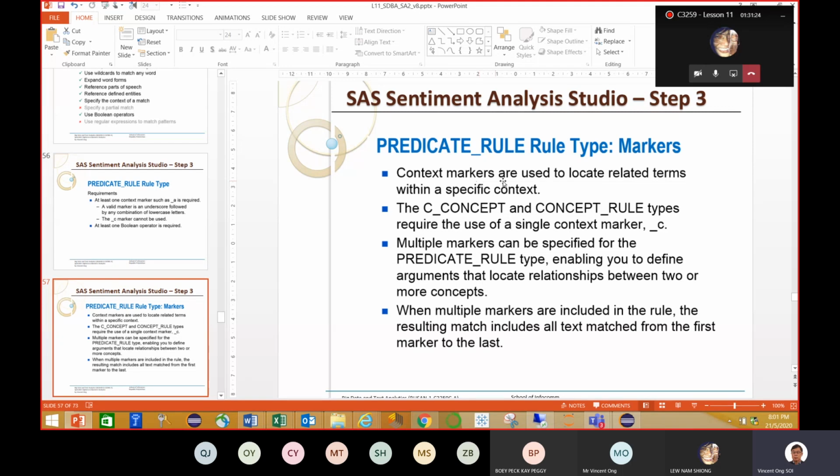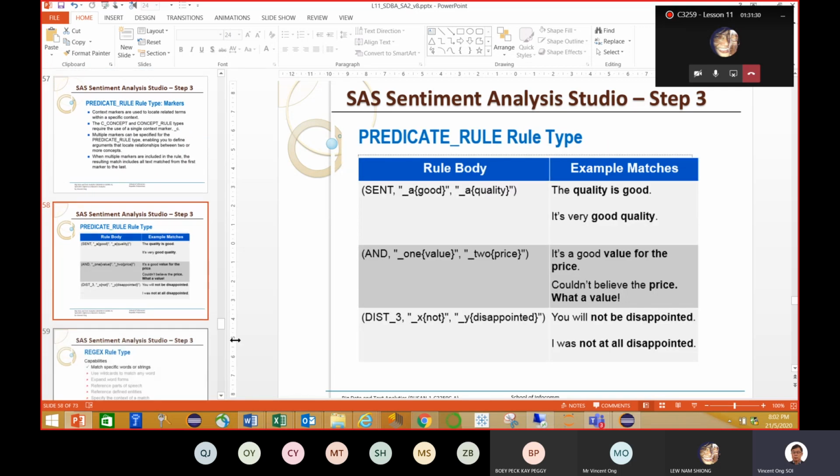Predicate rules are context markers that are used to locate terms in specific words. Maybe I just show you by example, it'll be easier. Okay, it's actually about the same, all right? For example, I define this as a predicate rule, all right? So we are looking for this concept.